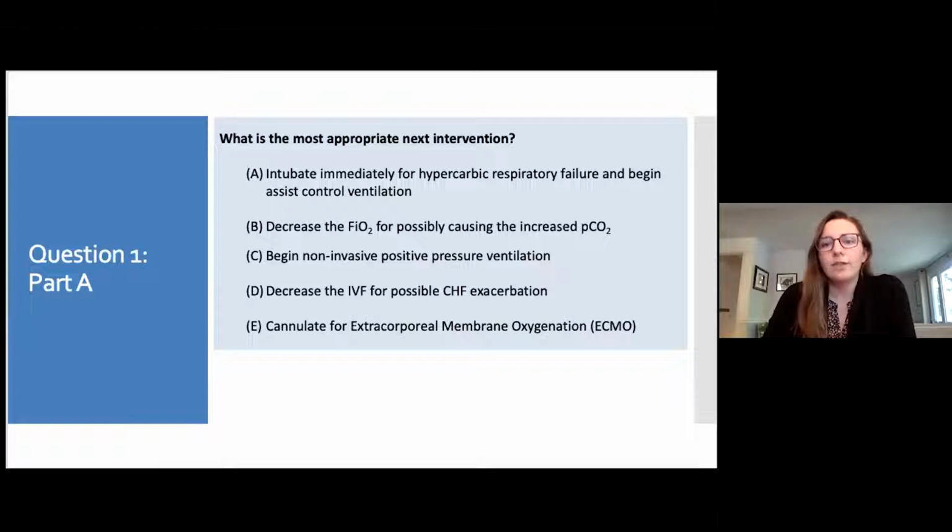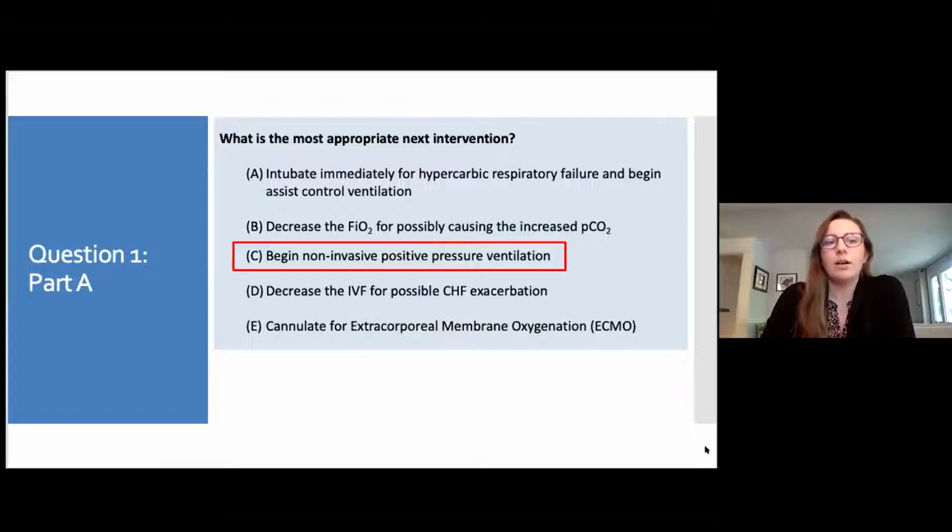So I'll pause here for a moment. Think about this. So the correct answer is C, beginning non-invasive positive pressure ventilation.